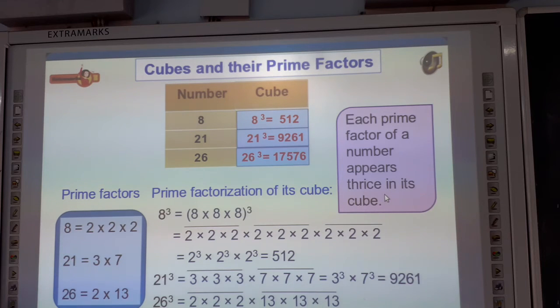In the same way, the cube of 21 is 9261 and the cube root of 9261 is 21. Next is 26 cube. The cube of 26 is shown here by multiplication of 2 into 2 into 2 into 13, 13, 13, and then when we multiply them, we get 17,576, which is the cube of 26, and the cube root of 17,576 is 26.